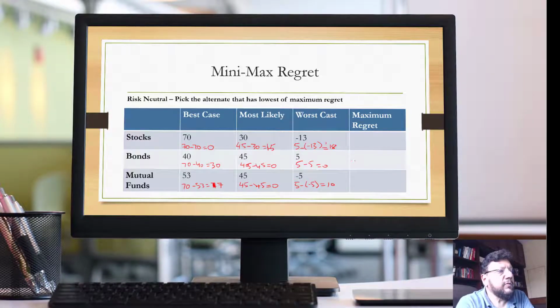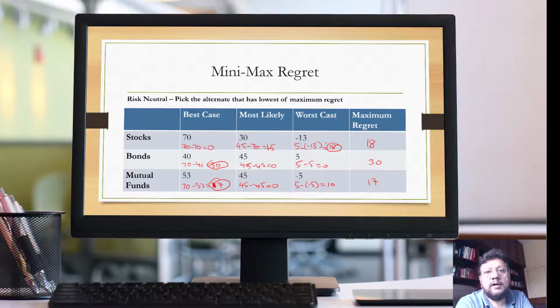Now we look at the maximum regret for stocks. So the maximum regret for stocks is here, which is 18. The maximum regret if you had bonds is 30, so put 30 here. And the maximum regret if you bought mutual funds would be 17. So put 17 here.